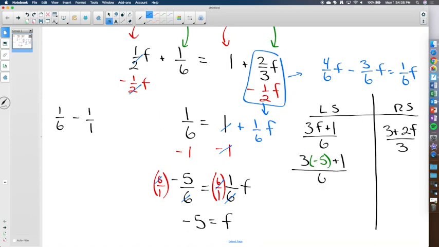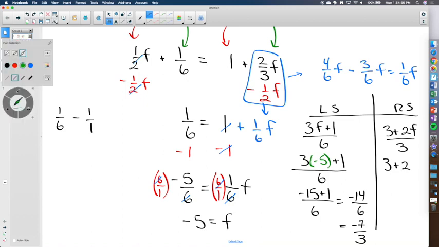Okay, so we're dividing by 6. That gives us negative 15 plus 1 over 6, and that's the same thing as negative 14 over 6, which we could then write as negative 7 over 3 in lowest terms. Okay, on the other side, we've got 3 plus 2, and instead of f, we're going to fill in that value of negative 5.